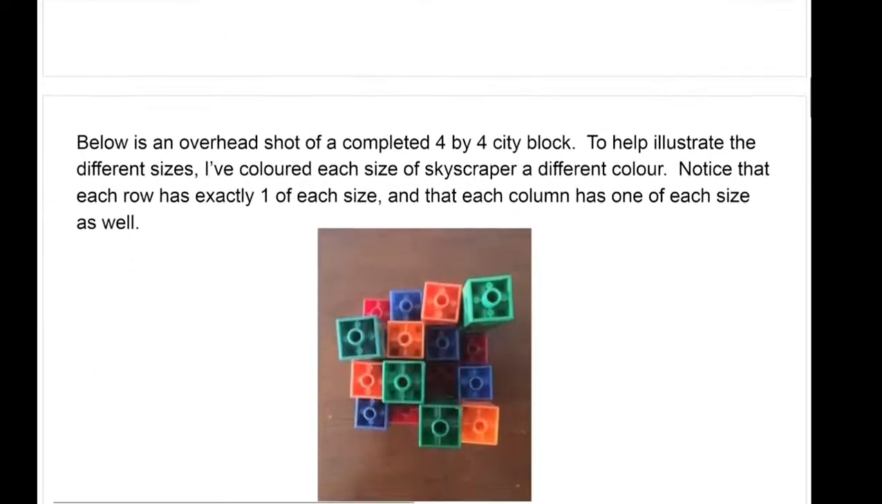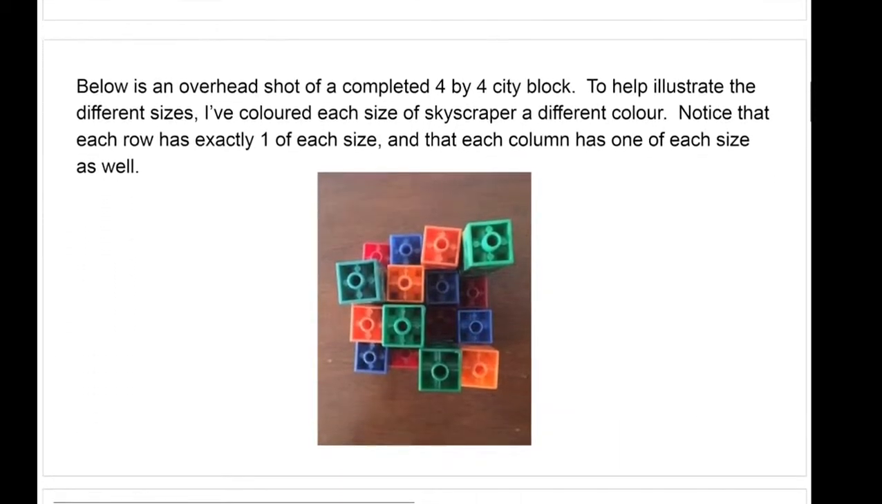For example, here we can see an overhead shot of a 4x4 city block, and we have different colored towers. You can notice how in each row, going down, they're different sizes. We have a 1, a 2, a 3, and a 4 block going in each column and each row. That was the column I just mentioned. In the row, 1, 2, 3, 4 blocks. You can see in each other one, it's the same combination: 1, 2, 3, and 4 blocks.